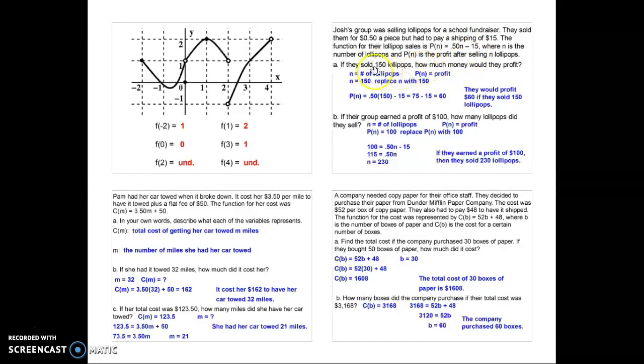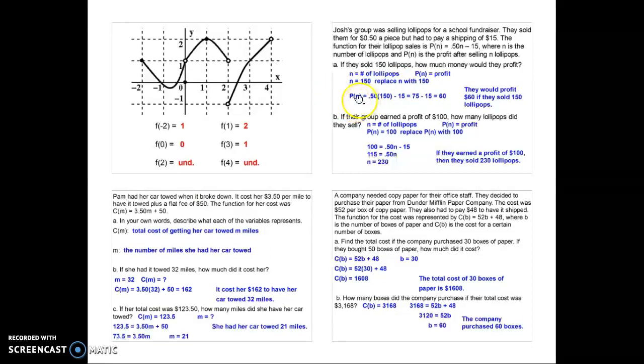Okay. Now, if they sold 150 lollipops, how much money would they profit? So this is evaluating the function. The function was given to you, P of N equals 50 cents times N minus 15. Well, remember, N was the number of lollipops. So if they sold 150 lollipops, that's your N value. Right? So I'm going to replace N with 150 in my equation.